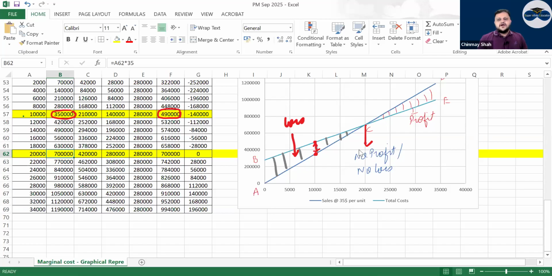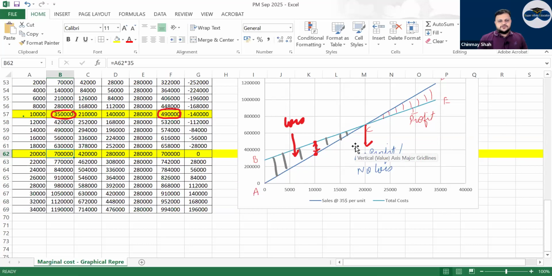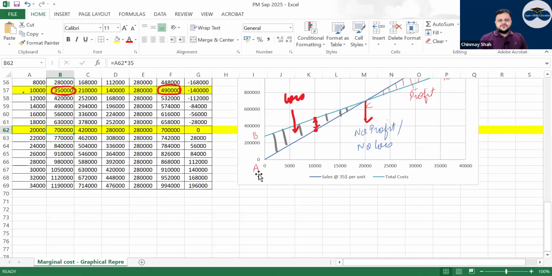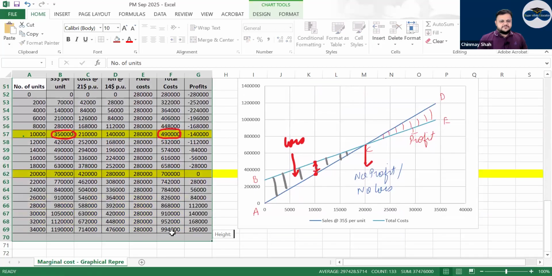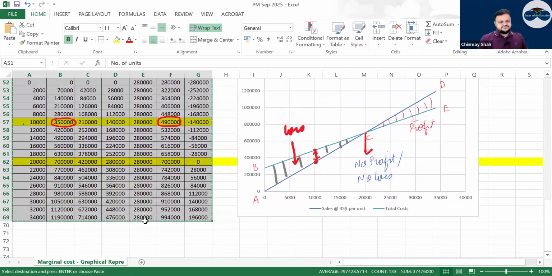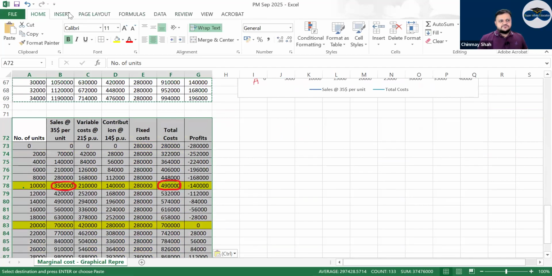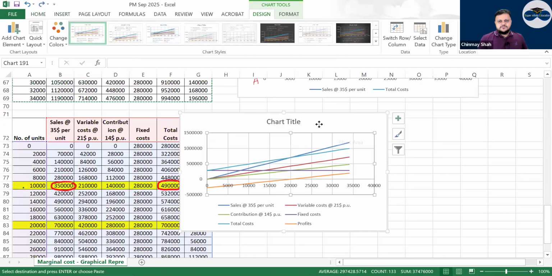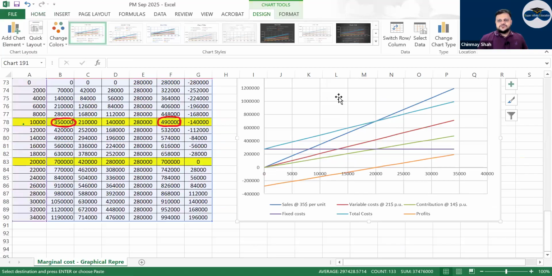Okay, right? Now, the last analysis is your variable, fixed, and total cost. Same thing again. If I copy paste or put up a table again, I'll copy this table, paste it here, and then insert a chart. What I have to do now is analyze sales, variable cost, fixed cost, and total cost.